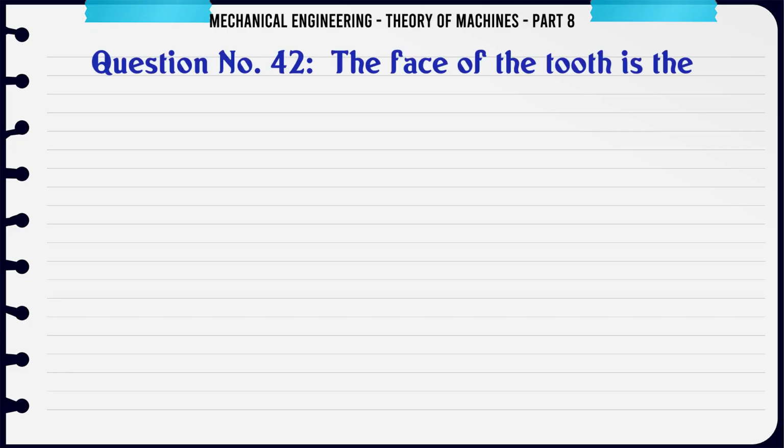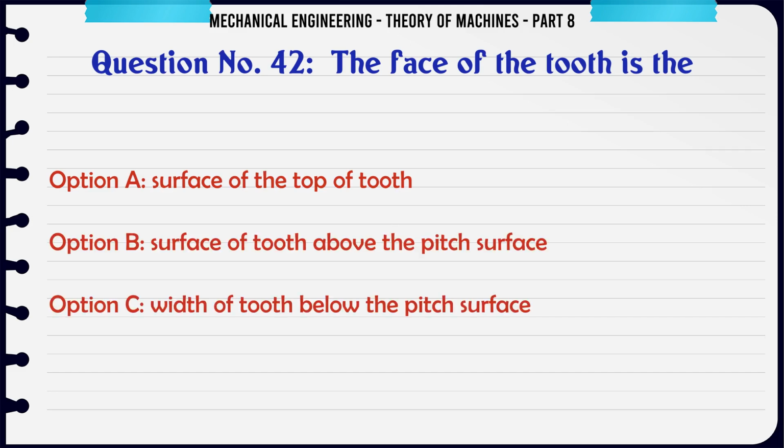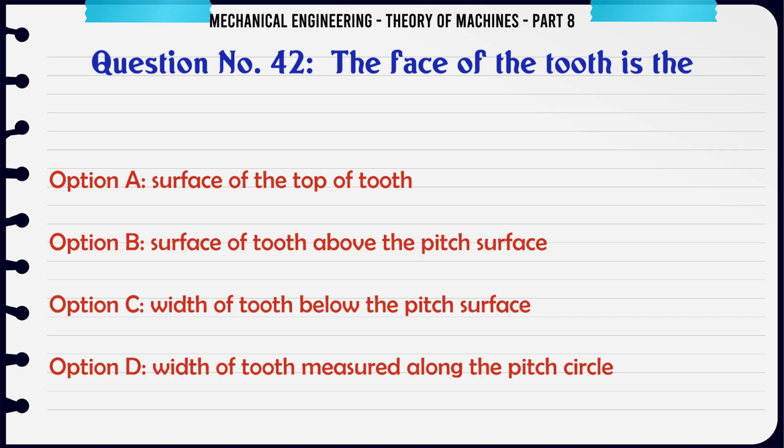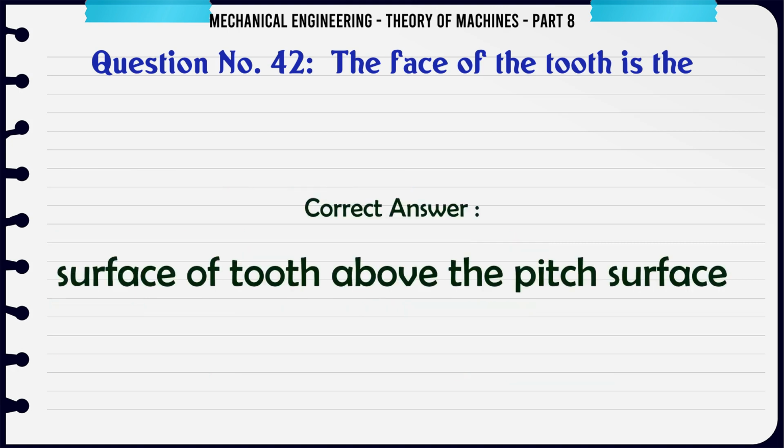The face of the tooth is the A. Surface of the top of tooth, B. Surface of tooth above the pitch surface, C. Width of tooth below the pitch surface, D. Width of tooth measured along the pitch circle. The correct answer is surface of tooth above the pitch surface.